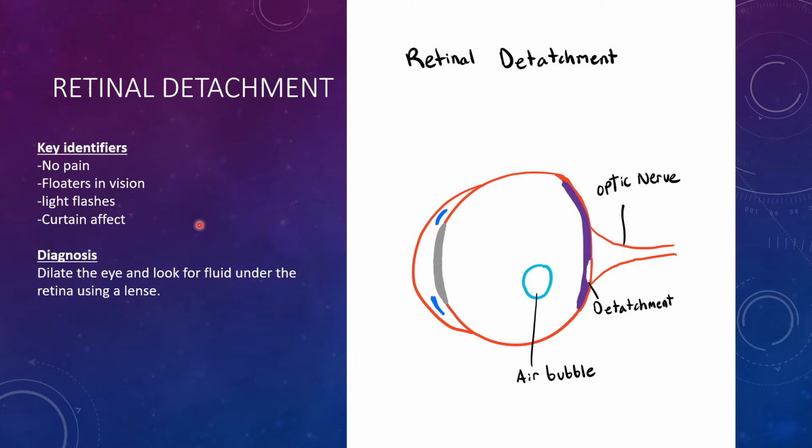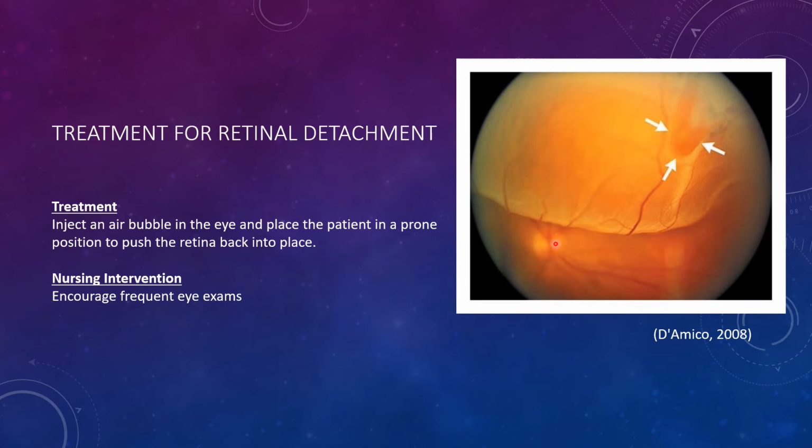This is diagnosed by dilating the eye and looking for fluid or air underneath the retina using a lens. Treatment for this is to inject an air bubble into the eye and placing the patient in a prone position, which uses gravity to push up the retina to then reattach the retina back to the back of the eye. A nursing intervention we can do is encourage frequent eye exams to ensure that if this does happen, the patient can get that fixed right away before it becomes any worse, leading to a tear.